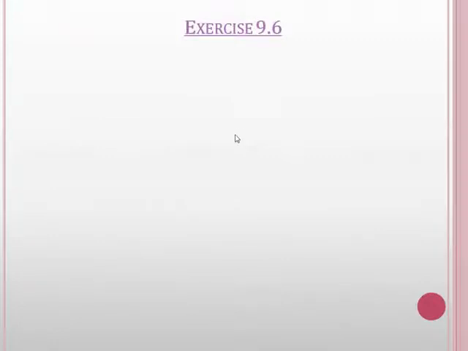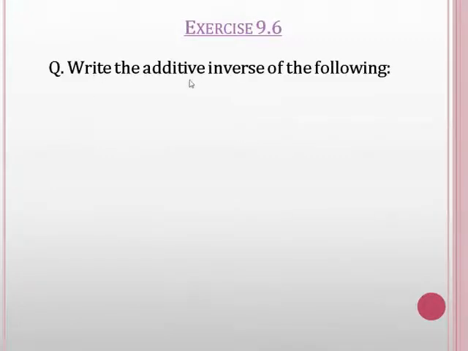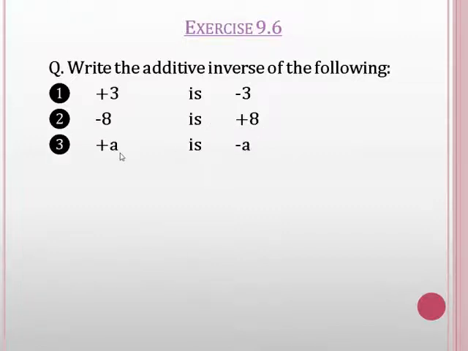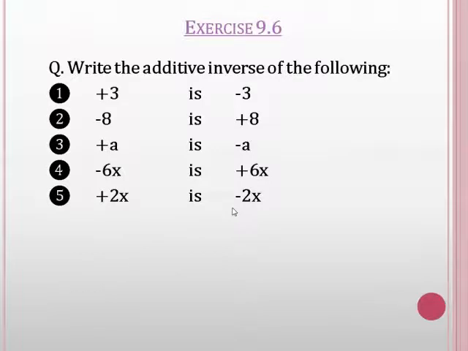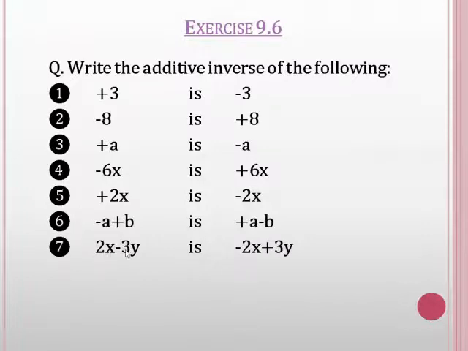Now, here we discuss exercise number 9.6. Write the additive inverse of the following. The first one is plus 3, so the additive inverse is minus 3. Minus 8 is plus 8. The additive inverse of plus a is minus a. Minus 6x is plus 6x. Plus 2x is minus 2x. Minus a plus b is plus a minus b. The additive inverse of 2x minus 3y is minus 2x plus 3y. The additive inverse of a minus b is minus a plus b.